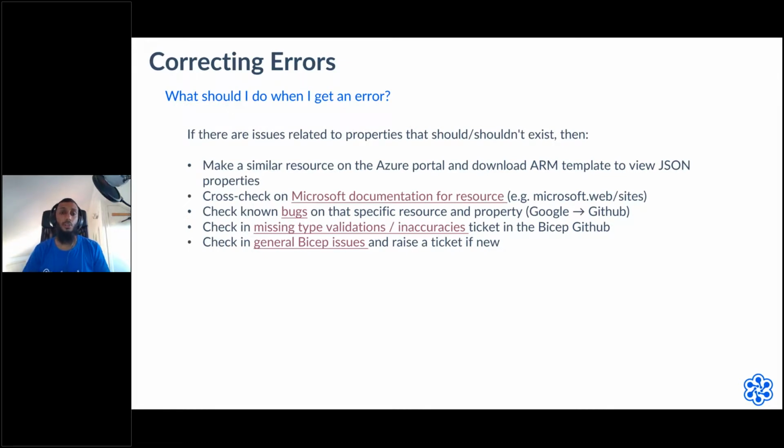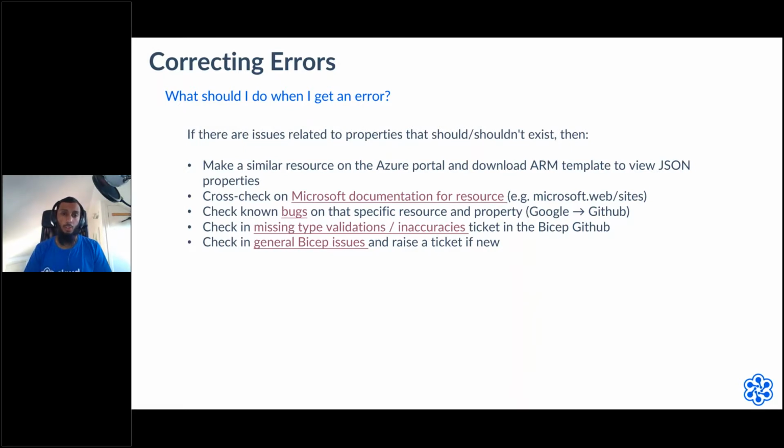So correcting errors, which is what we just did. This is the sort of process that we went through. If there are issues related to properties that maybe should or even shouldn't exist, then make a similar resource on the Azure portal, download the ARM template, or have a look at the ARM template and view the JSON properties. That's just like what we did. We looked at the portal deployment properties and we saw the metadata one was still there. Okay, cross-check on Microsoft documentation for the resource. We did that as well. We saw that the metadata one wasn't there. Okay, there's clearly an inconsistency here.